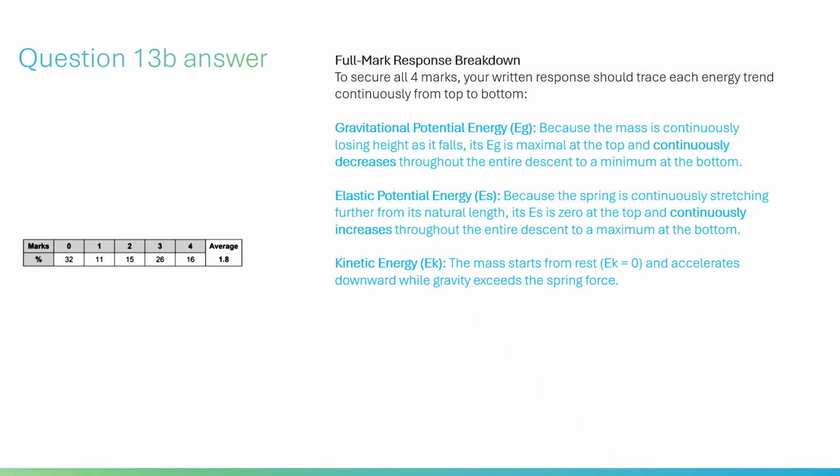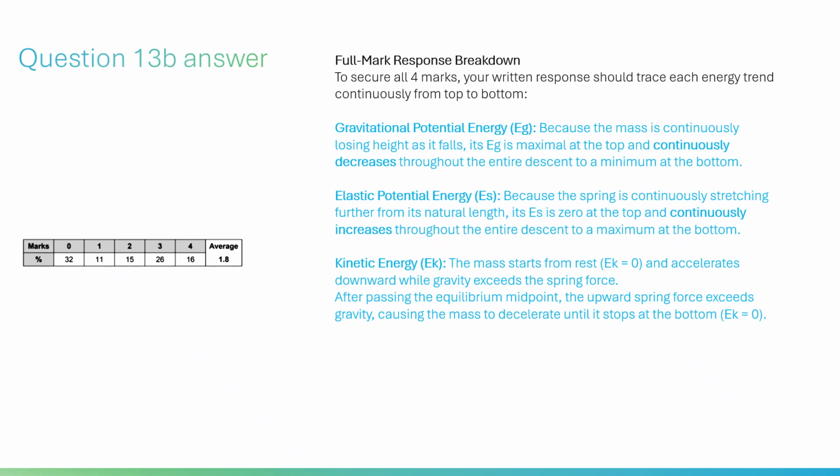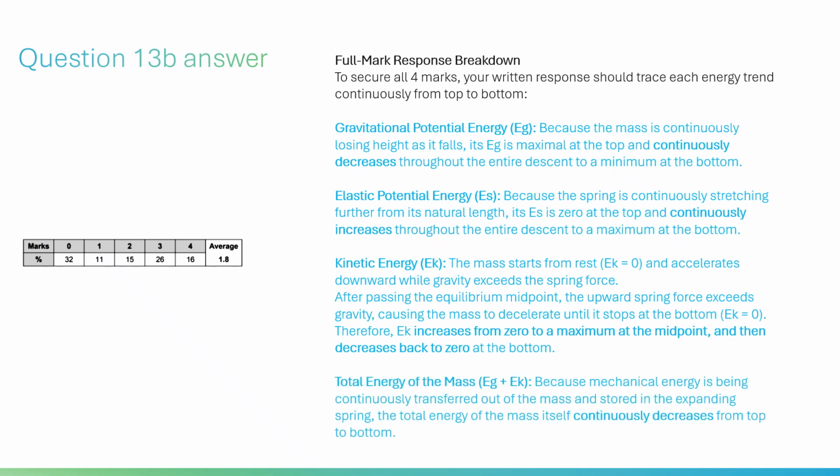Kinetic energy, Ek: the mass starts from rest, Ek equals 0, and accelerates downward while gravity exceeds the spring force. After passing the equilibrium midpoint, the upward spring force exceeds gravity, causing the mass to decelerate until it stops at the bottom, Ek equals 0. Therefore, Ek increases from 0 to a maximum at the midpoint, and then decreases back to 0 at the bottom.